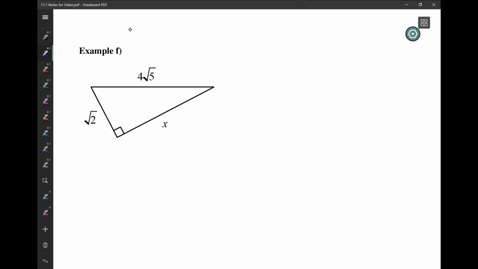I often see people just say that x is the hypotenuse, but it's not. Here's the right angle. Across from the right angle is the hypotenuse. It's the 4 square roots of 5 that's the hypotenuse. So x is one of the legs. And the square root of 2 is the other leg. So make sure that when you're plugging into the equation, you're doing leg squared plus leg squared equals hypotenuse squared.